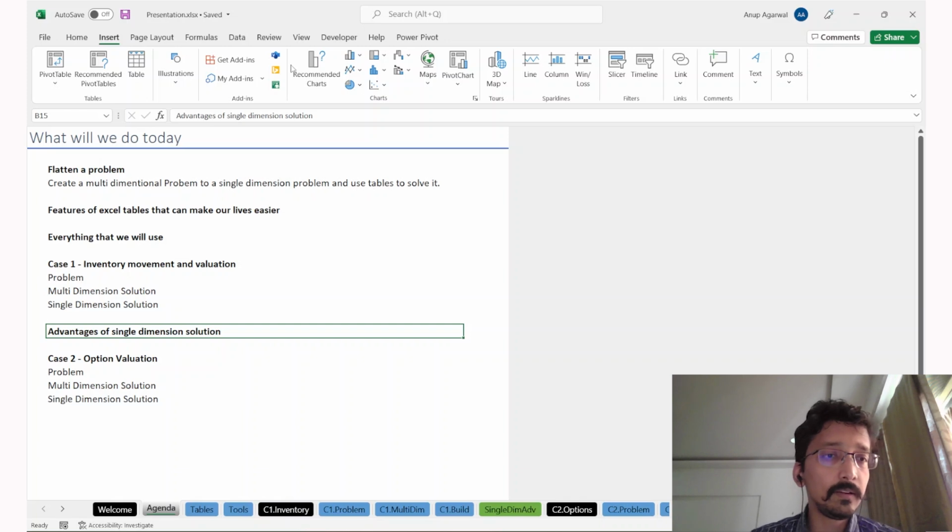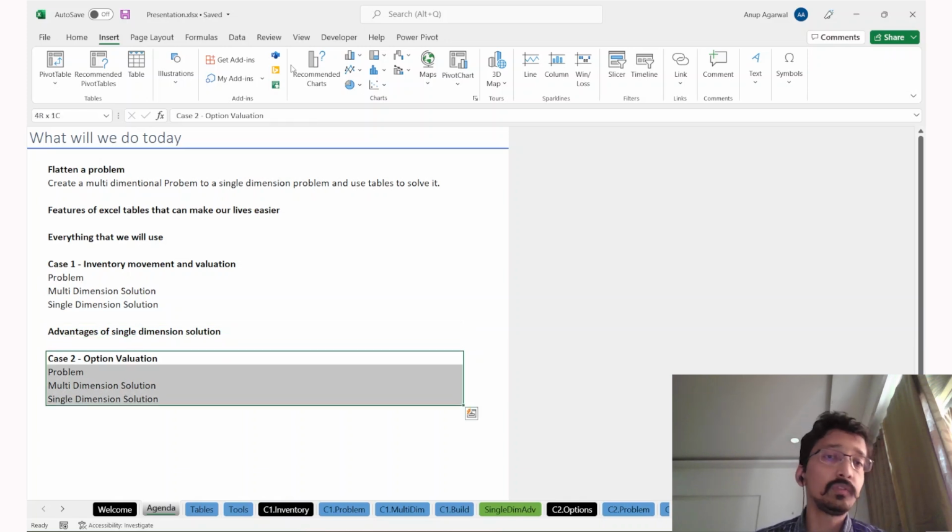And then we will look at another case from the August 2021 round of FMWC about option valuation, and a solution where we convert that problem into a single dimension design and then use Excel tables to solve it. So let's get started on this.